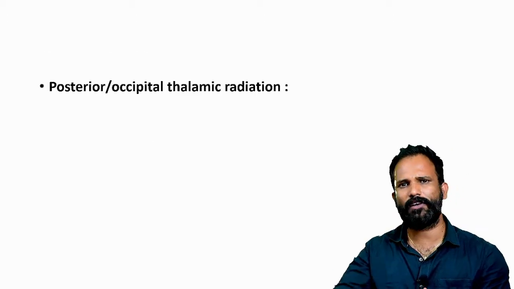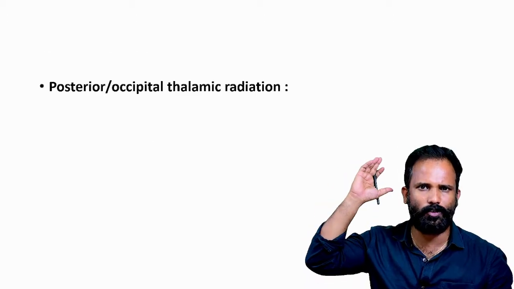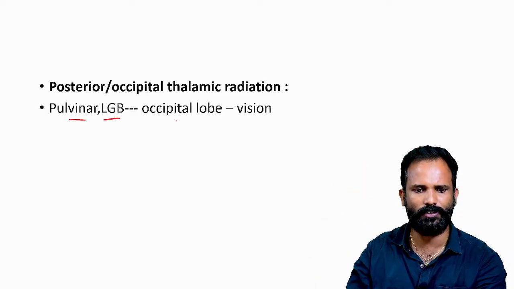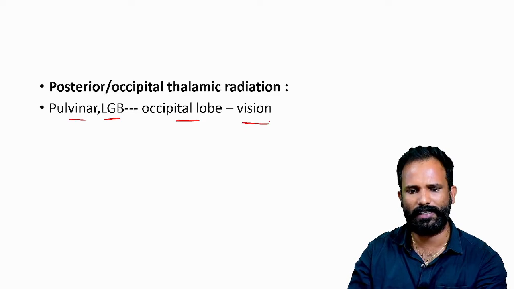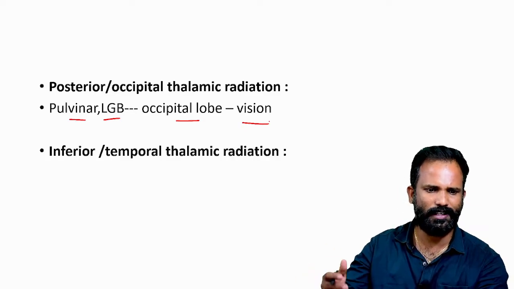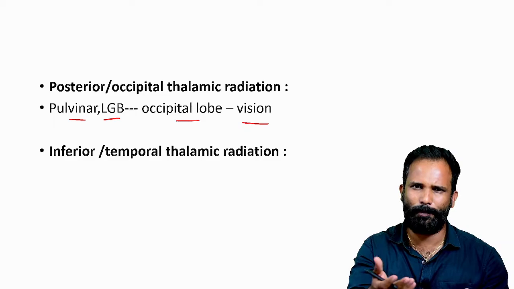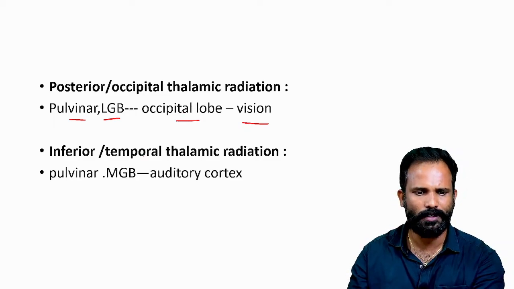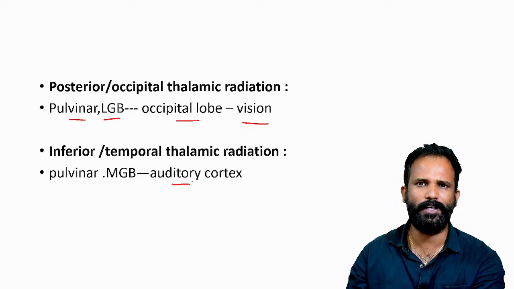And posterior or occipital, we know that occipital lobe is for vision. So pulvinar and lateral geniculate body go to the occipital lobe, which is concerned with vision. Similarly, inferior or temporal lobe. So temporal lobe, we already know that it is for auditory. So pulvinar plus medial geniculate body goes to auditory cortex. These are the thalamic radiations.